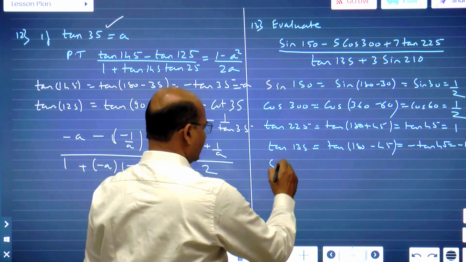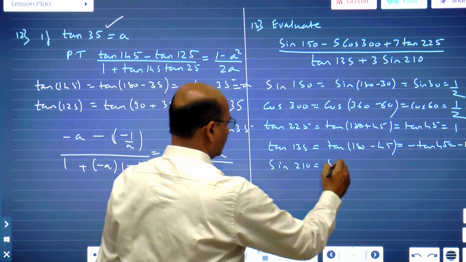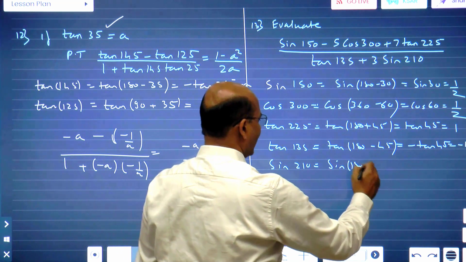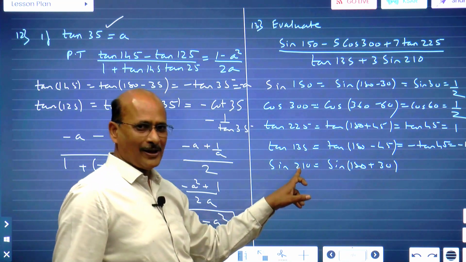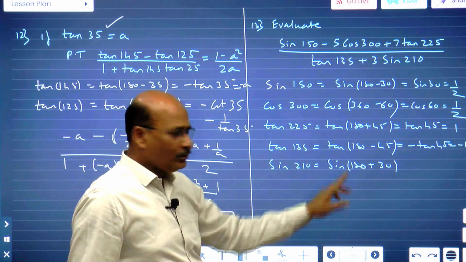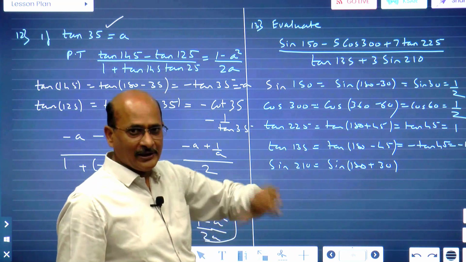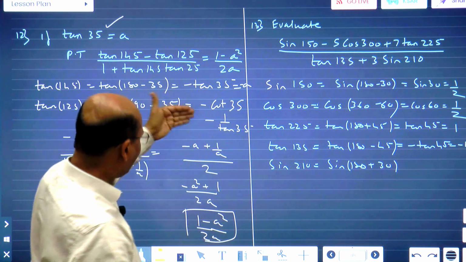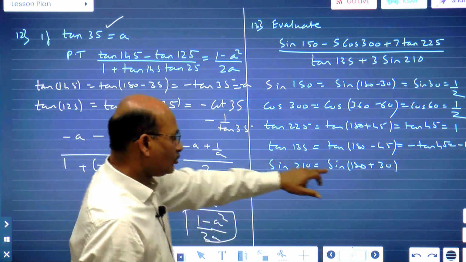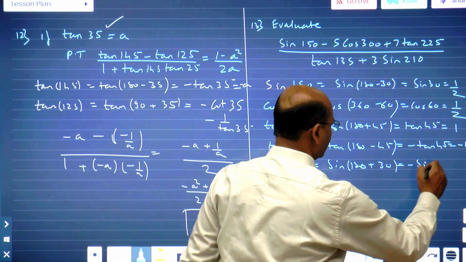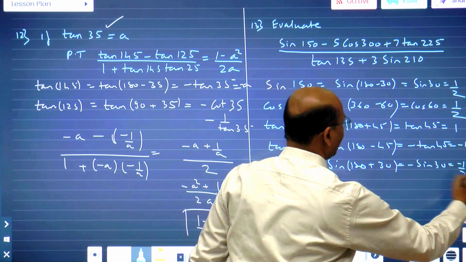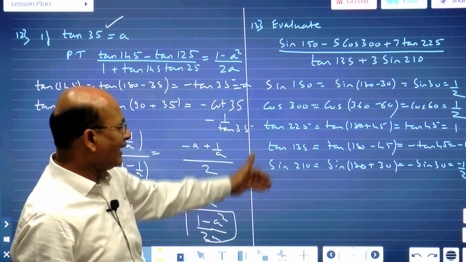Similarly, sin 210 is sine of 180 plus 30. So 180 plus 30 is 210. Now 180 plus theta is third quadrant. See, 180 is here, 180 plus theta is third quadrant. So in third quadrant sine is negative. So minus sine 30, which is minus half. So I got all these values.